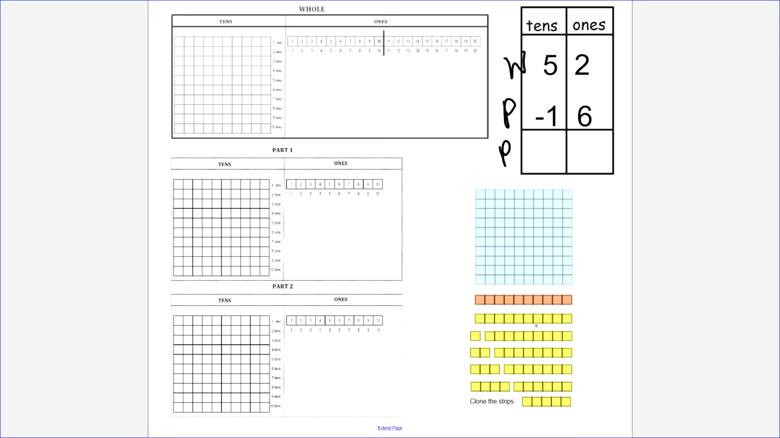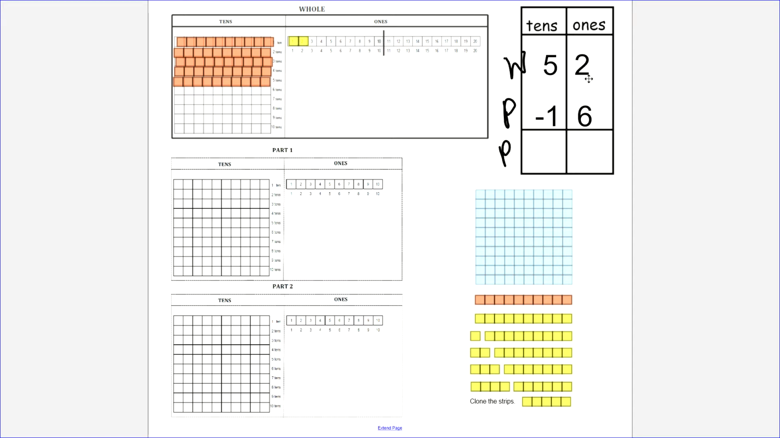We'll start by building our whole, 52. Of course, you know that I'll need 5 tens and also 2 ones. There's my whole 52. Now that I've made my whole 52, I can start thinking about subtracting that part, 16. Just like when we add, we'll start in the ones place.